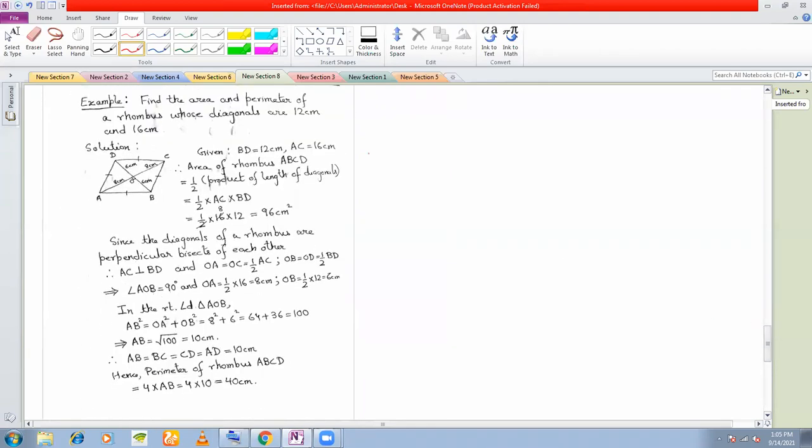Find the area and perimeter of a rhombus whose diagonals are 12 centimeter and 16 centimeter. Okay, let's draw a rhombus here. This is a rhombus. The figure is not given, so you'll have to draw on your own.